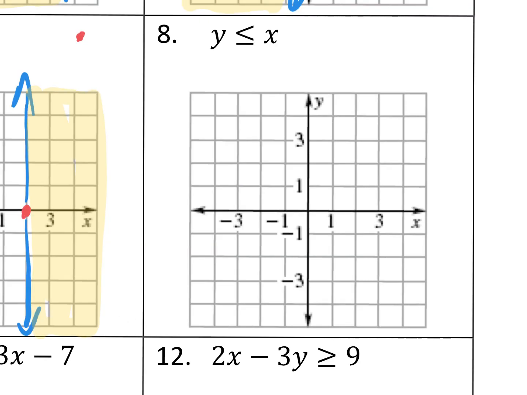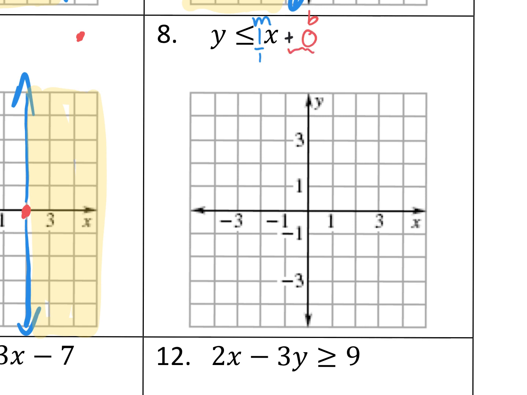And number 8, y is less than or equal to x. Is that in slope-intercept form? Is y by itself? Yes. What is my m value in y equals mx plus b form? My m value is whatever number's in front of x. There's an invisible 1. So you want it to look like rise over run, make it a fraction, put 1 over 1. That's your m. You're going to rise 1, run 1 from the b value, from your y-intercept value. What's the b value? There is no b value, so it's 0.